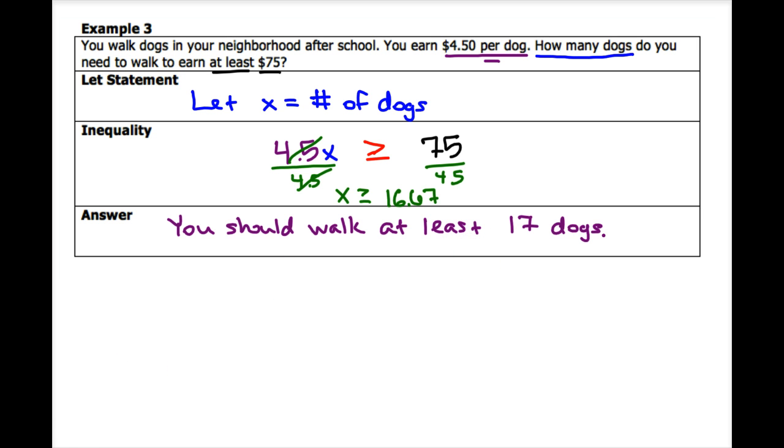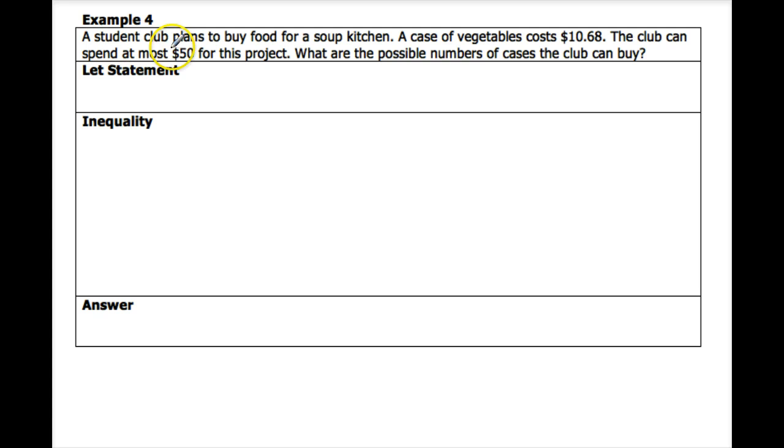Okay, example 4. This one says a student club plans to buy food for a soup kitchen. A case of vegetables costs $10.68, and the club can spend at most $50 for this project. What are the possible numbers of cases the club can buy? So the let statement for this one, we can let x equal the number of cases. That's what we're trying to find for this problem.